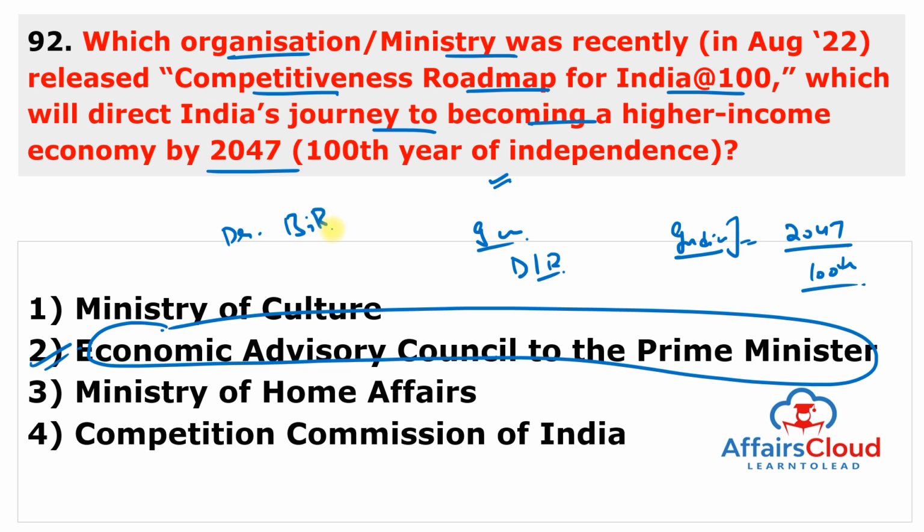And you can also remember one personality, Dr. Bibek Debroy, who is currently the chairman of Economic Advisory Council to the Prime Minister, and also one personality known as Amitabh Kant, currently appointed as India's G20 Sherpa. So both basically launched this report, which is known as Competitiveness Roadmap for India@100. So this was the last question of the day.